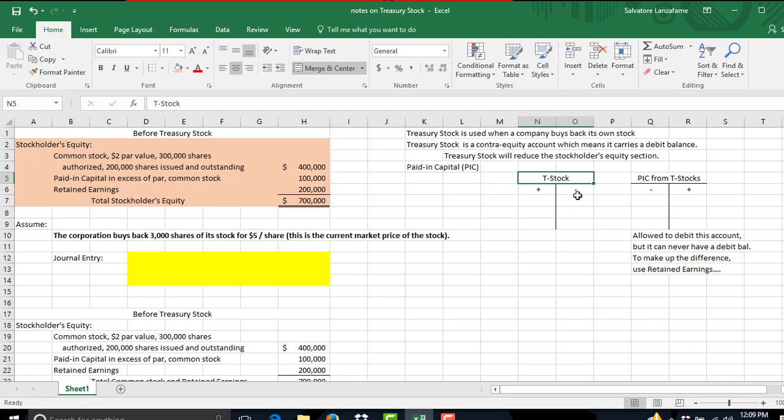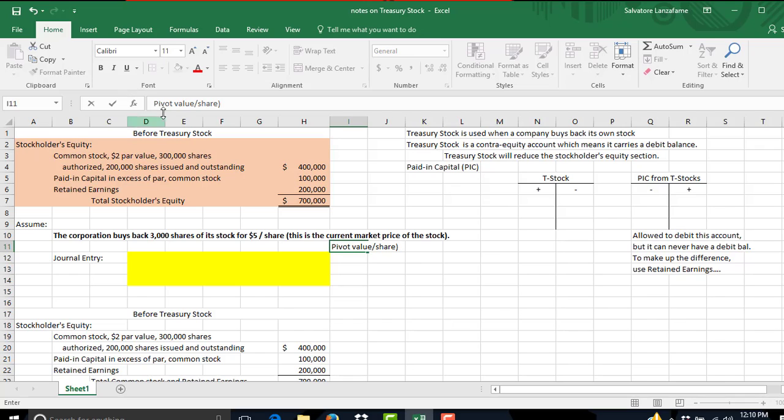Okay, so let's take a look at the left side of the screen again, where it says assume the corporation buys back 3,000 shares of its stock for $5 a share. This is the current market price of the stock, so it doesn't matter what the par value is. When the company buys back its own stock, it's based on the current market price of that stock. I like to personally call this the pivot value. That's just my own little lingo that I like to use.